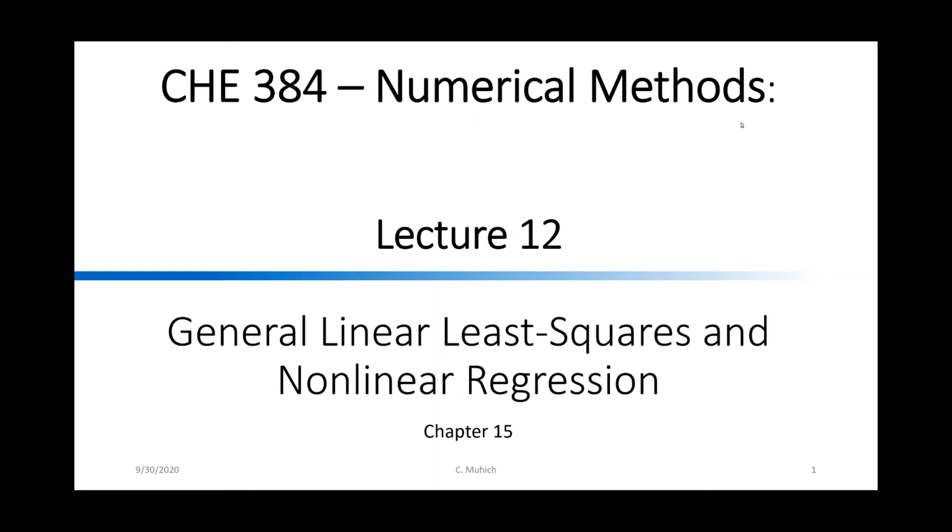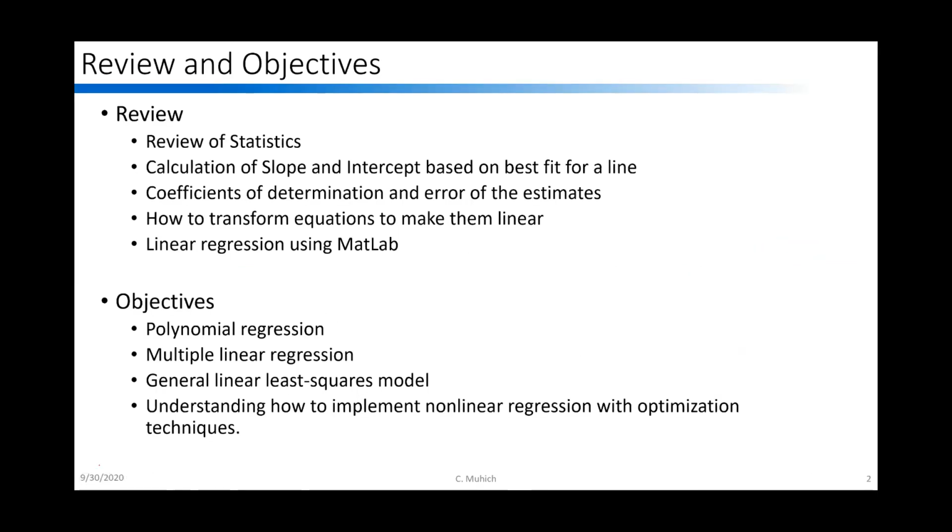Welcome to lecture 12. Here we're going to continue our discussion of line fitting, particularly looking at a general form of linear least squares and nonlinear regression. First, of course, I'd like to start off with reviewing what we covered in the previous class.